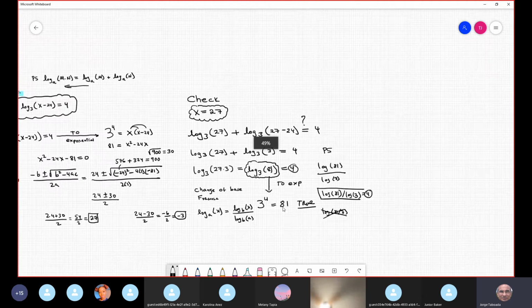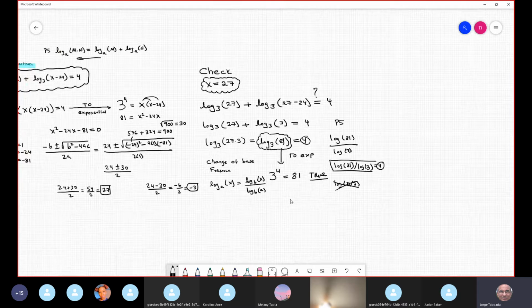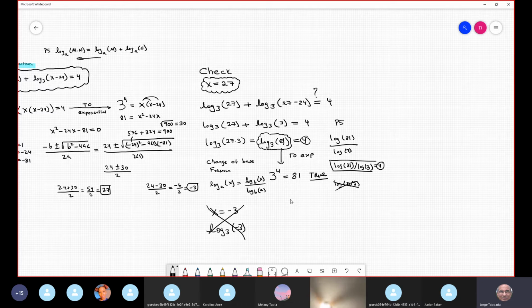Okay. What about negative 3? Well, negative 3 is a wrong answer. Because when I do the checking for x equal minus 3, look, logarithm base 3 of negative 3, you say, wow, I know very well, logarithm does not accept a negative number inside the argument because the domain is only positive numbers. So this is completely wrong. And our final answer is 27. That's it. This is the final answer for our problem, the only one solution we have.